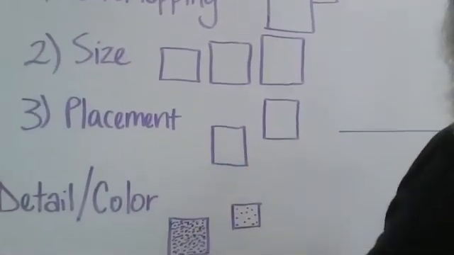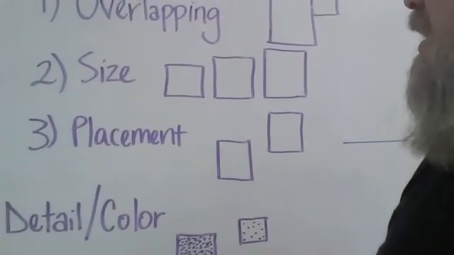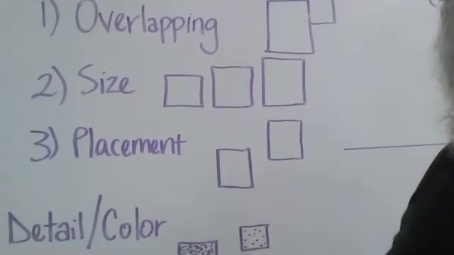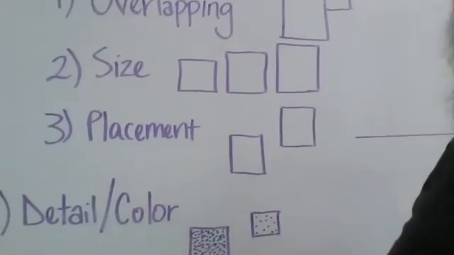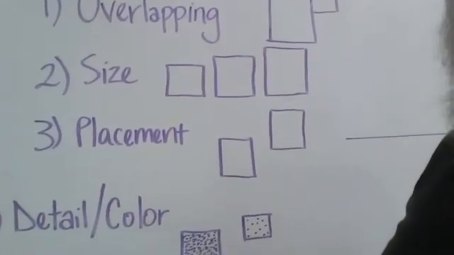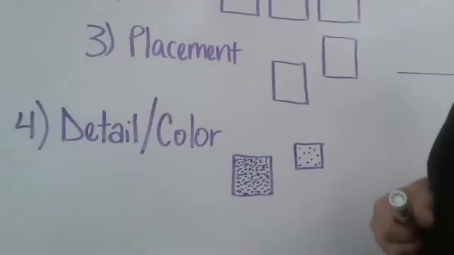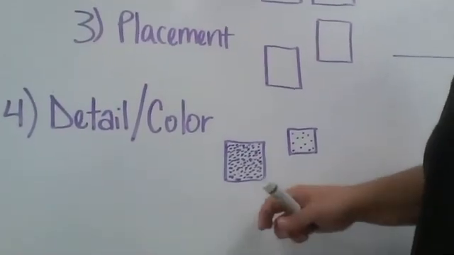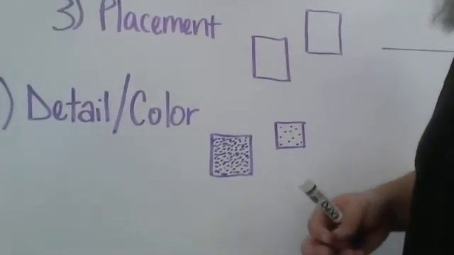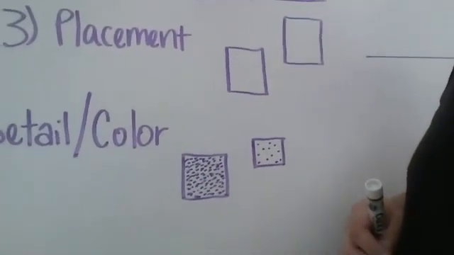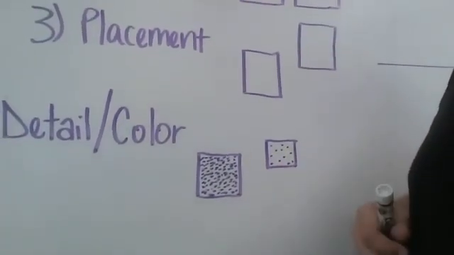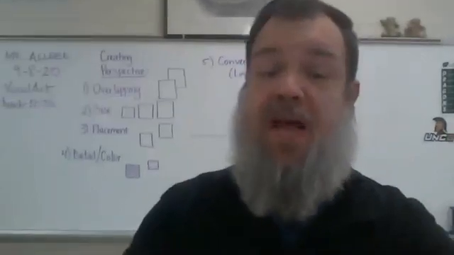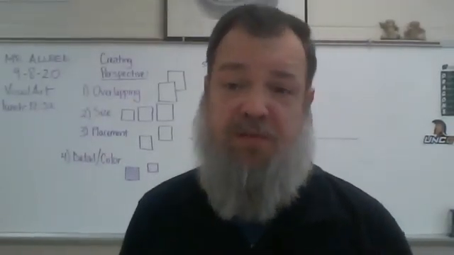Using placement to create space, depth, and perspective is as simple as this. Things that are lower on the page will seem closer to the viewer. Things that are higher on the page will seem farther away from the viewer. So easy peasy. And finally, this idea of detail and color. The more detail and the more full color an object has, the closer it's going to seem to the viewer. And the less detail and color that object has, the farther away it's going to seem. So those are ways that artists created this same sense of space, depth, and perspective before the invention of linear perspective.